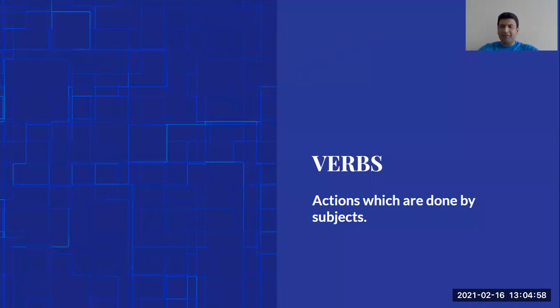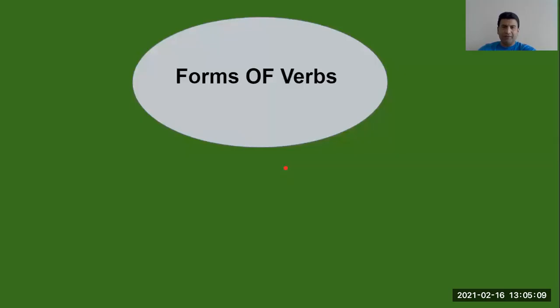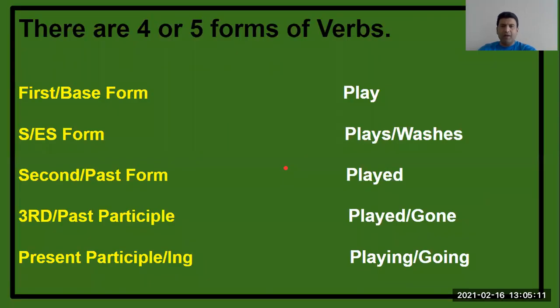My today's topic is about verbs. So let's discuss the definition first. Verbs are actually actions which are done by subjects. Let's look at the forms of verbs. According to two different schools of thought, one says that verb has got four forms. On the contrary, the other one says verb has got five forms.